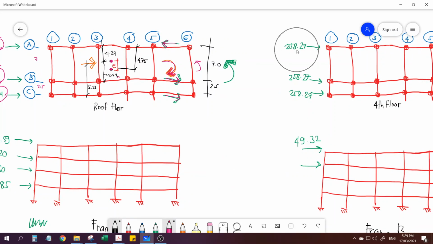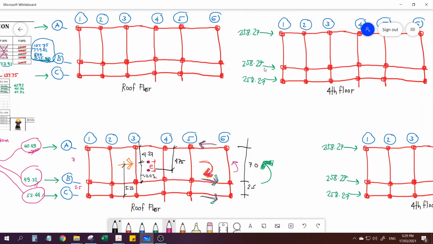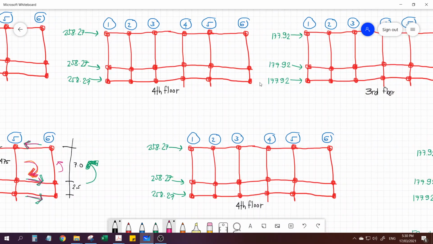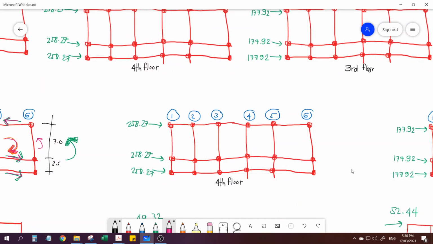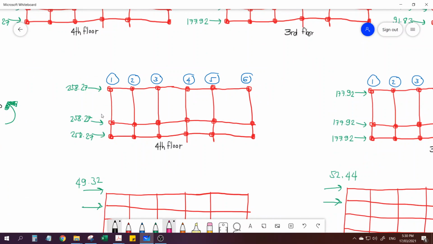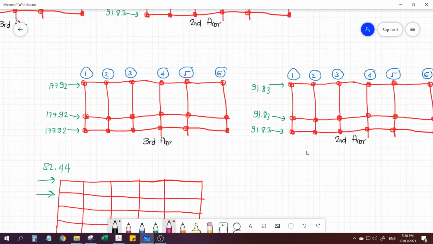258.27 mababawasan yan, no? Where's that? Diba, remember, sa fourth floor, ito yung distribution from direct shear. Ibig sabihin, due to torsion, mababawasan ito, madadagdagan itong dalawa. So, ganun din dito. Mababawasan to, madadagdagan tong dalawa. Okay? So on so forth, no? So magkakaroon kayo ng panibagong distribution ng shear from roof to second floor.